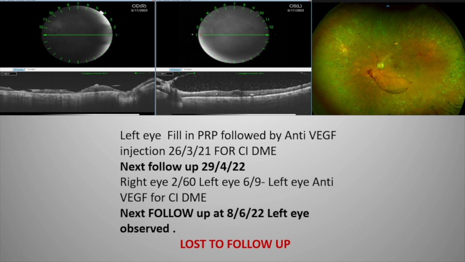The right eye vision was similar, while the left eye had improved to 6/9. Again, presence of center involving DME was still there, and so anti-VEGF injection was repeated. Next follow-up was in May, and the left eye was observed because the center involving DME had reduced.